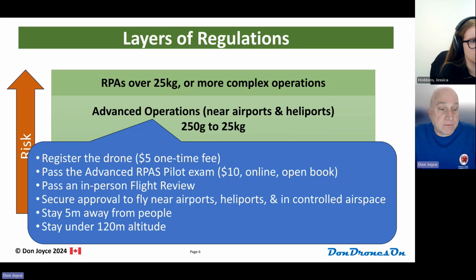Now, if you have the right kind of drone, you can fly up to 5 meters away from people. So that's a lot closer than with your basic. Your basic is 30 meters. But you do still need to stay under 120 meters above ground level.